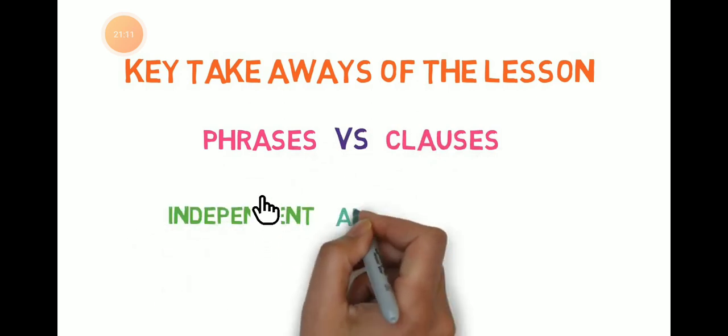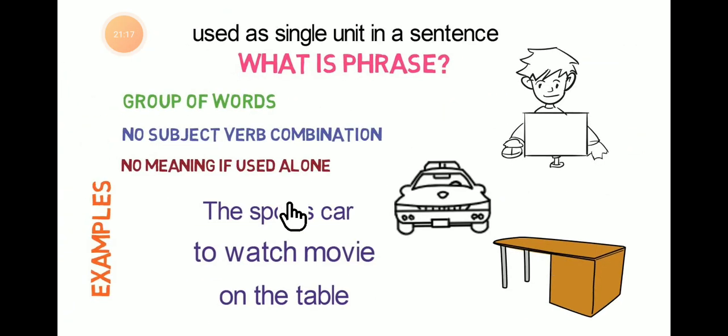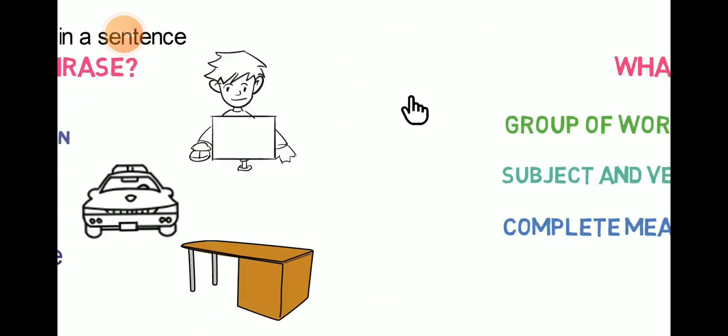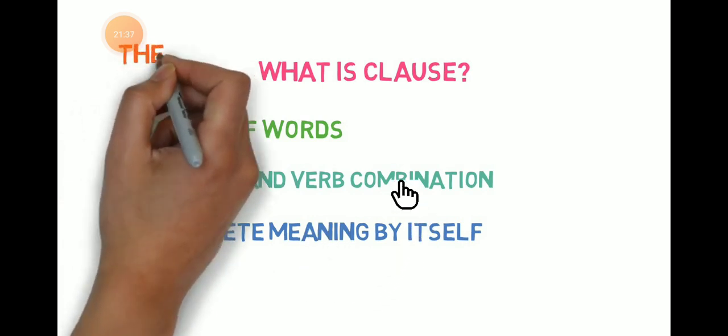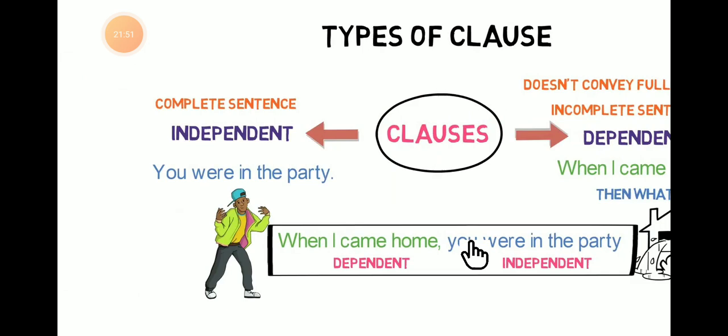So in this video, in phrases versus clauses, we learned that a phrase is an incomplete sentence, and in clauses we learned about two things, dependent and independent. Firstly, let's quickly revise. What is a phrase? We revised all these things with the help of examples, and we got some main points about the phrase. Then we came towards what is a clause, and we got that it is a group of words, a subject and verb combination, and it is a complete meaning by itself, by combining dependent and independent clause.